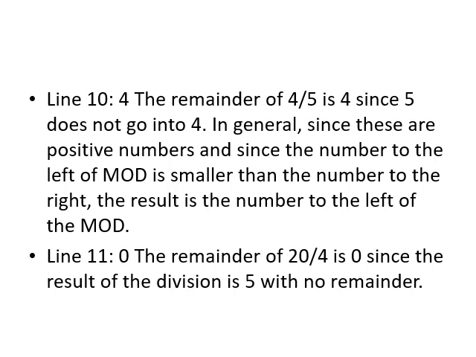Line 11, 0. The remainder of 20 divided by 4 is 0, since the result of the division is 5 with no remainder. Line 12, 0. See explanation for line 10 and line 11. This is an example of both. Line 13, this is an error. 0 to the right of mod is invalid since you cannot divide by 0.